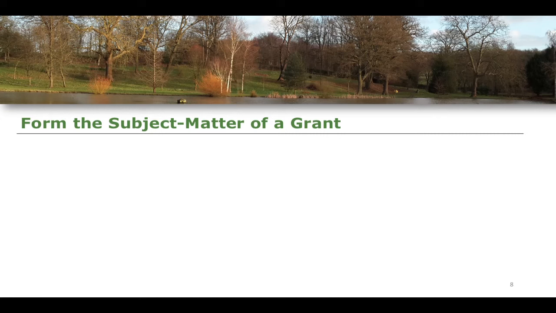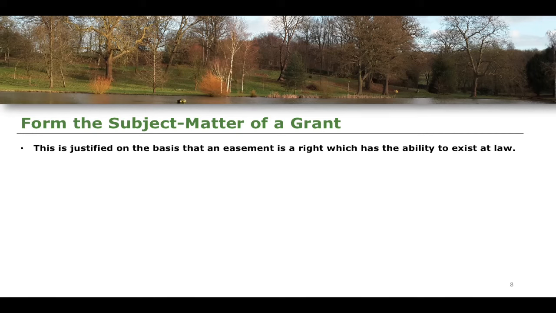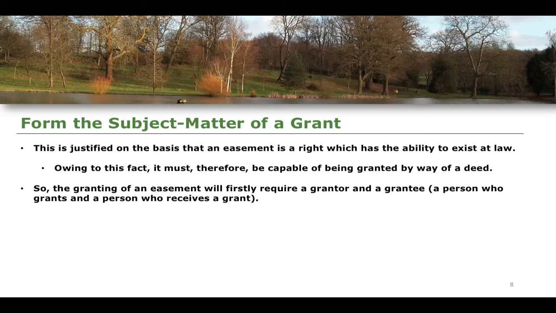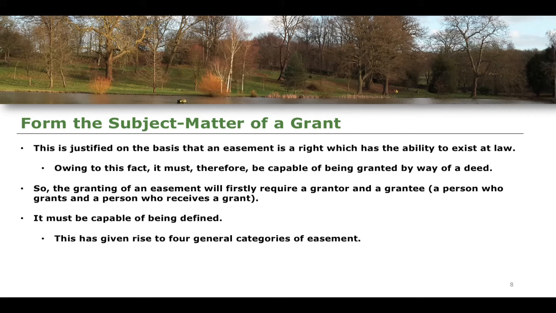The final requirement is that the easement has to be the subject matter of a grant. This is justified on the basis that an easement is a right which has the ability to exist at law. And so owing to the fact that it has to have the ability to exist at law, it must be capable of being granted by way of a deed. And so the final requirement, therefore, means that the granting of an easement will firstly require a grantor as well as a grantee, a person who grants and a person who, therefore, receives a grant. And it also must be capable of being defined.